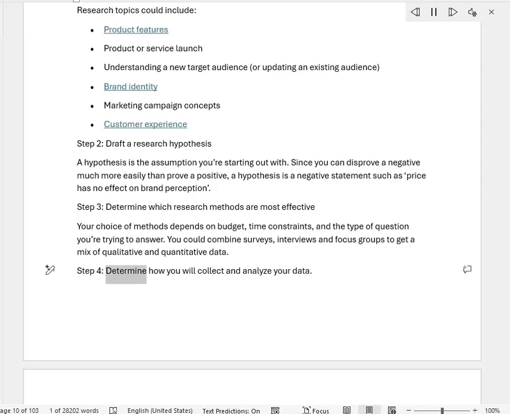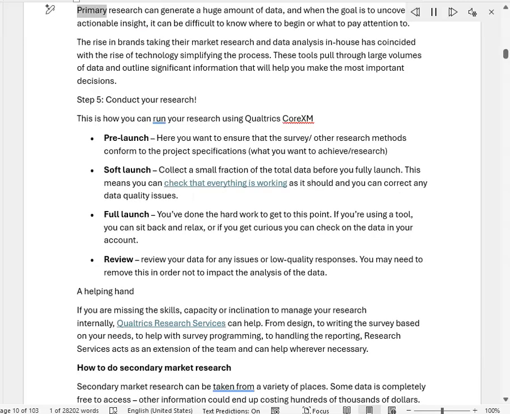Step 4. Determine how you will collect and analyze your data. Primary research can generate a huge amount of data, and when the goal is to uncover actionable insight, it can be difficult to know where to begin or what to pay attention to.